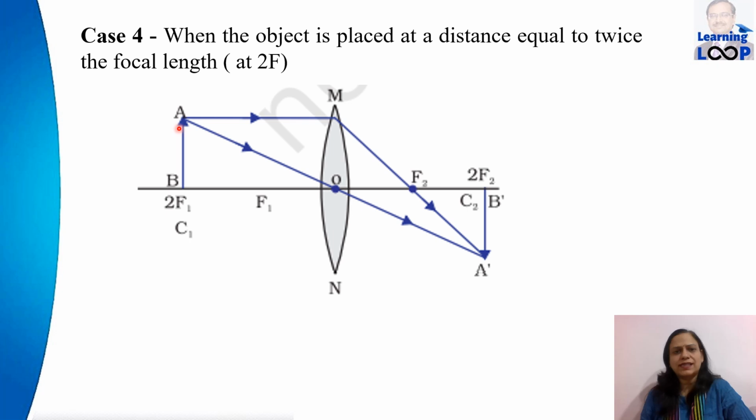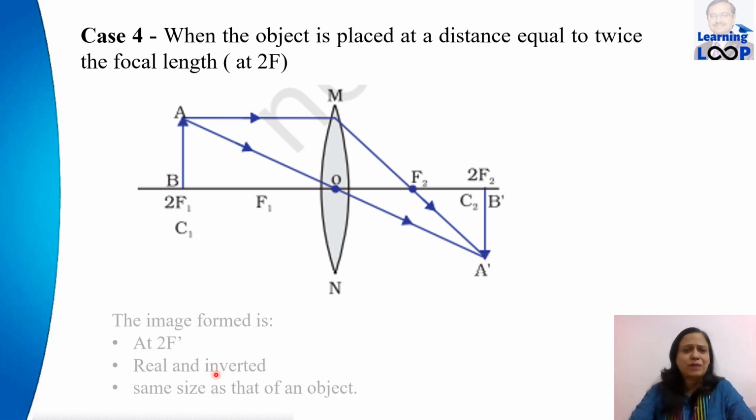The rules are the same. A parallel ray passes through the focus and the second ray passes through the optical center. So the point where these two rays intersect is going to be your image, but your image should be at 2F2 on the other side. So if your object is at 2F1 here, your image has to be at 2F2, neither slightly left, neither slightly right. So this is the one that needs maximum practice, and I think you'll be able to do it well.